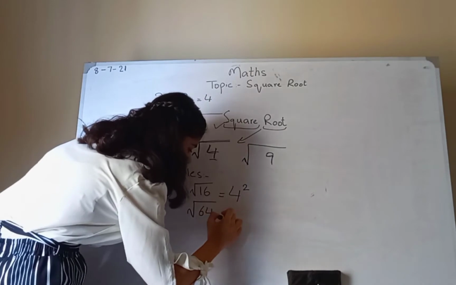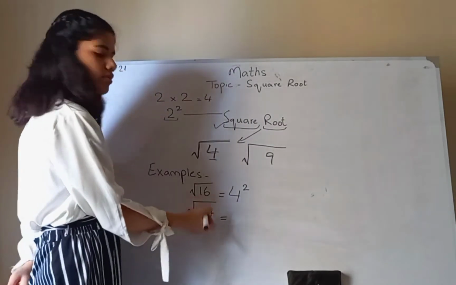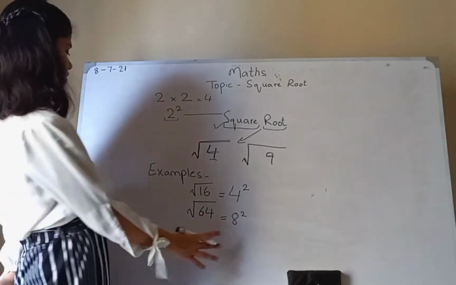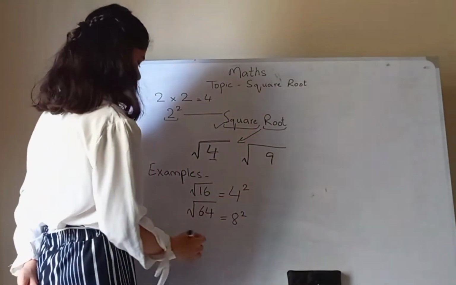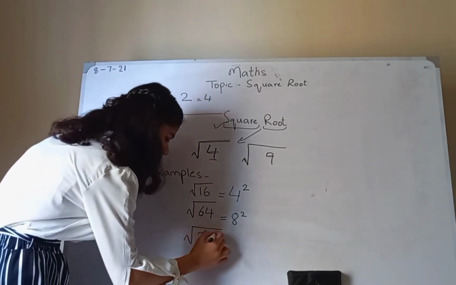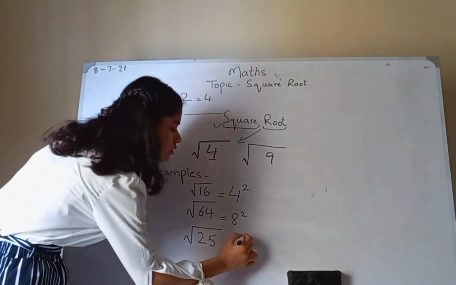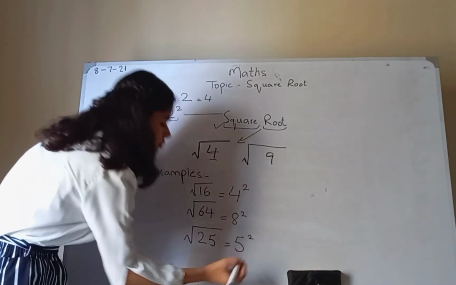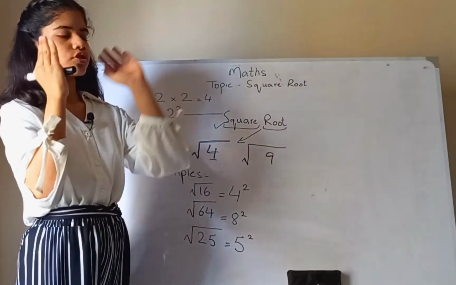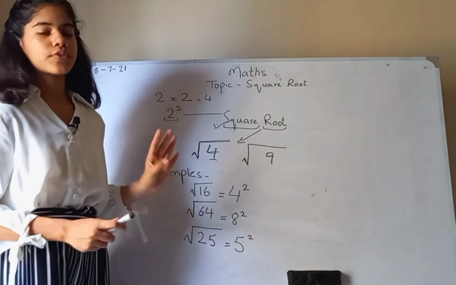64. So 64 is the square of 8. We will write square root of 64 is equal to 8. I have done this difficult one to explain to you, and another we can do like this. 25. Square root of 25 is 5. It's just easy. You just need to learn it and focus on it a little bit. You can easily understand this. This is not too difficult.